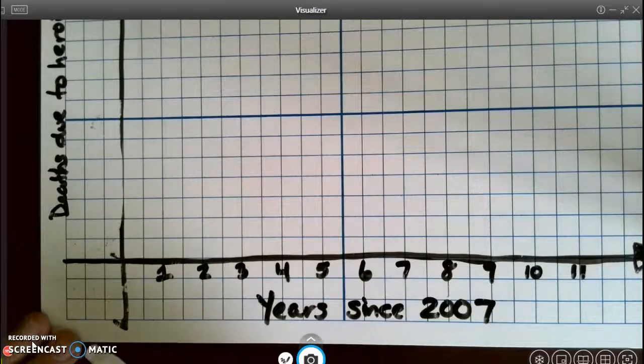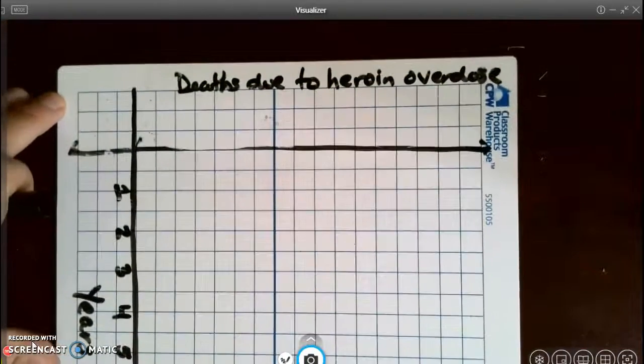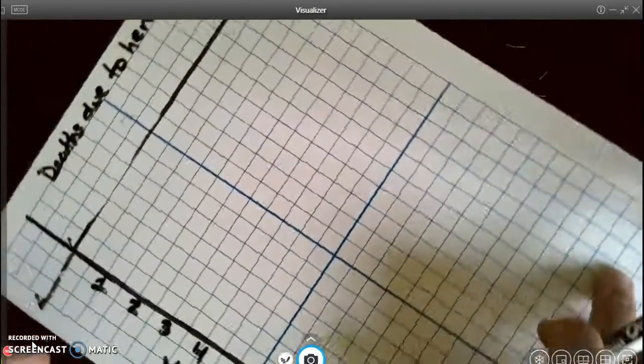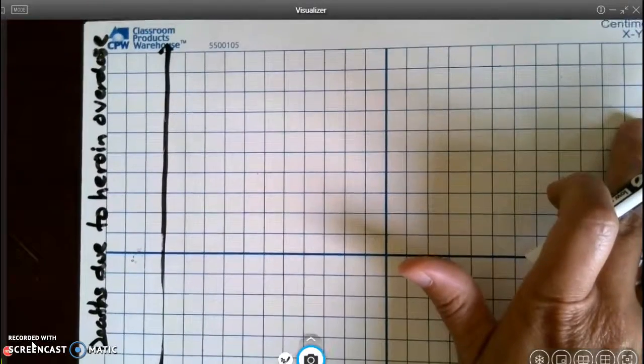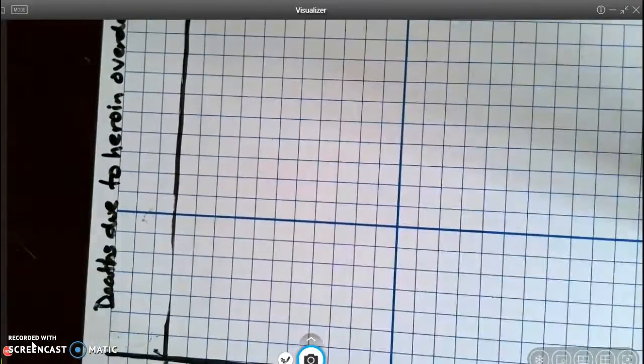Then most people, if they're going to struggle, the struggle is usually with the y-axis. I want you to notice that for my y-axis, I went ahead and labeled it deaths due to heroin overdose. It's the labeling of the y-axis that people have difficulty with, or the numbering of it, I should say. I've had people say, well, Ms. Solozzi, my data points all start at like 100,000, but then they only go up by a really small amount. So if I do that, all my data points are going to look all squished together in one little spot.